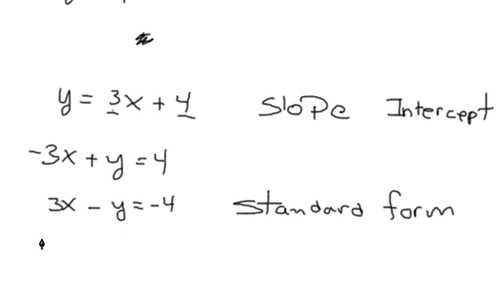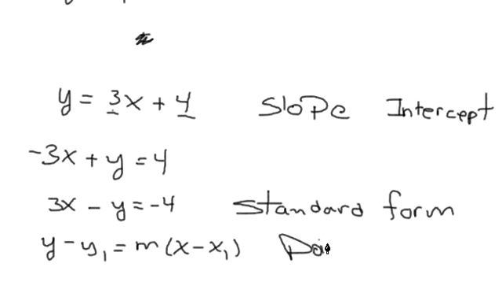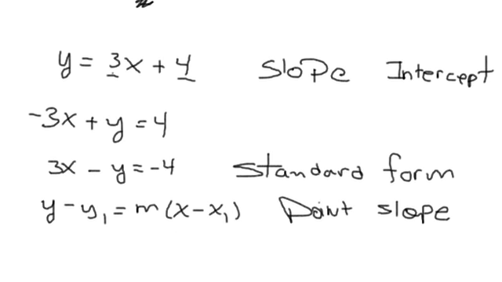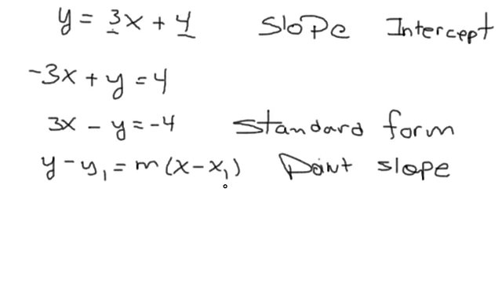There was y minus y1 is equal to m times x minus x1. This was the point-slope form. Are you keeping up with all these forms? This is the point because you can plug a point in, and then here's the slope. This is the point-slope form. Let's see, there's one other form.